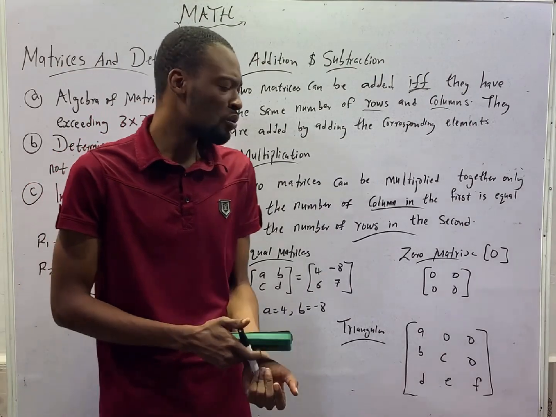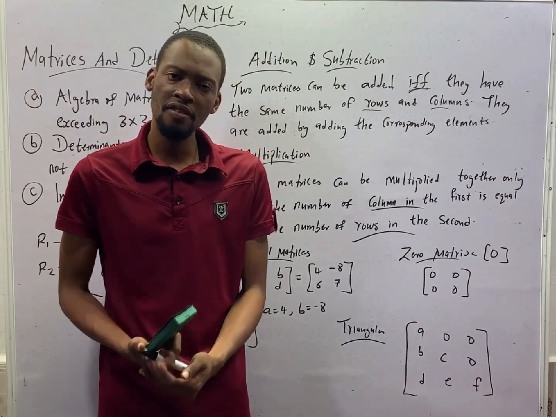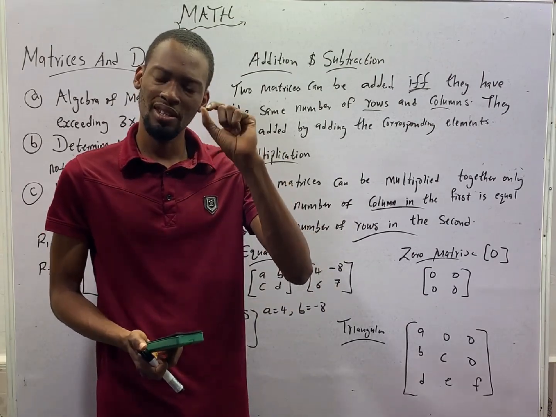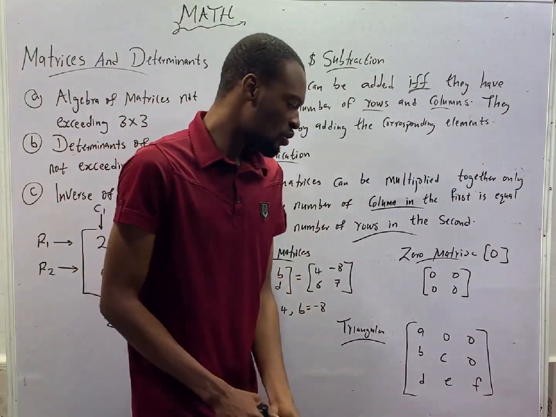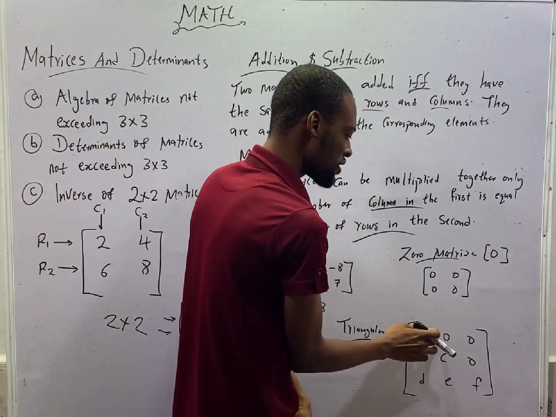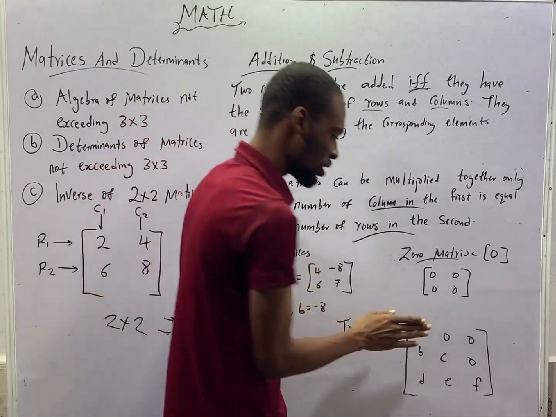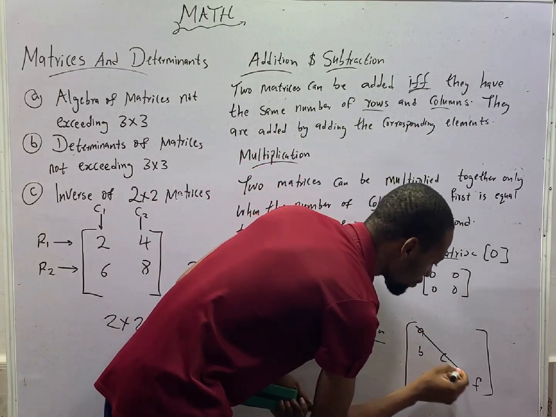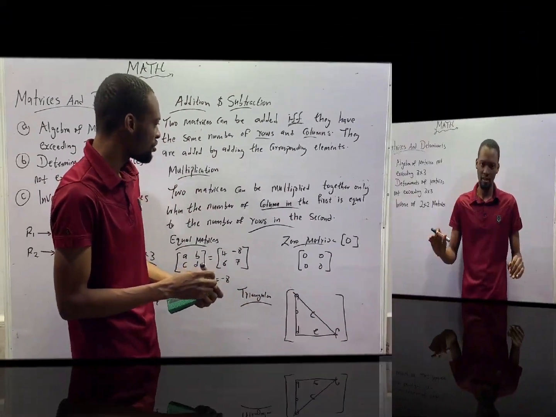Then we have triangular matrix. A matrix is said to be triangular if all the elements that are not 0 in the matrix form a triangle. Look at this matrix. You have 0 here, you have 0 here, you have 0 here. Then you have other elements. If you remove the ones that are 0 like this, what do you form? You get something like this. So this is a triangular matrix.